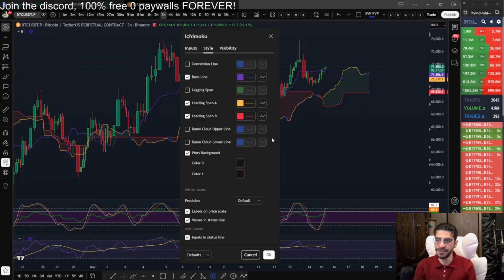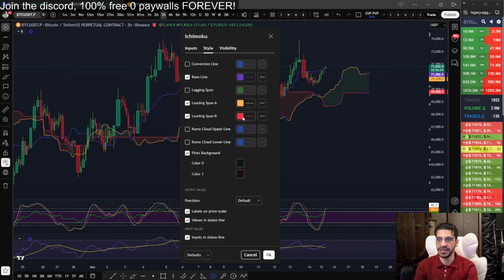You can turn off the Kumo upper and the Kumo lower because you don't need it. Just make sure that you set the leading span A to something you can associate with a less bearish color than the leading span B. Leading span B is important, because that is when the imbalance happens, once the leading span B is either broken above or broken down below.